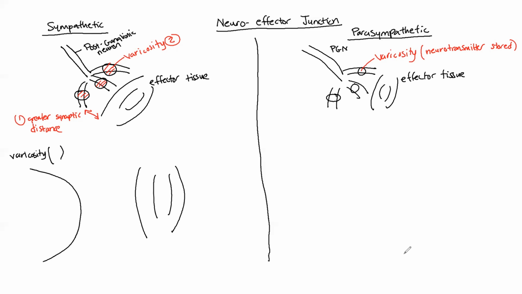What would our neurotransmitter be on the sympathetic side? Any ideas? Norepinephrine, excellent, thank you. So on the sympathetic side, our varicosity is storing norepinephrine or epinephrine. Let me just make that clear here. It can be either one, norepinephrine or epinephrine. Okay, so we've got these vesicles storing our neurotransmitter.